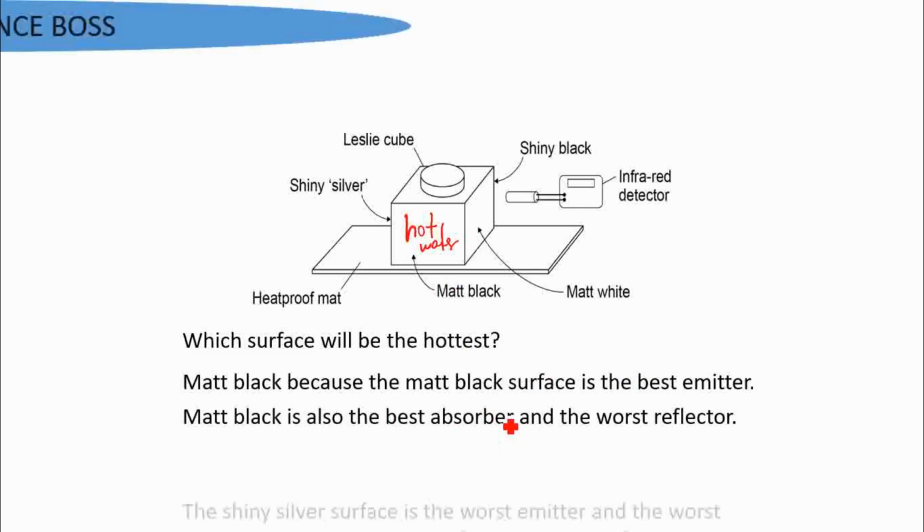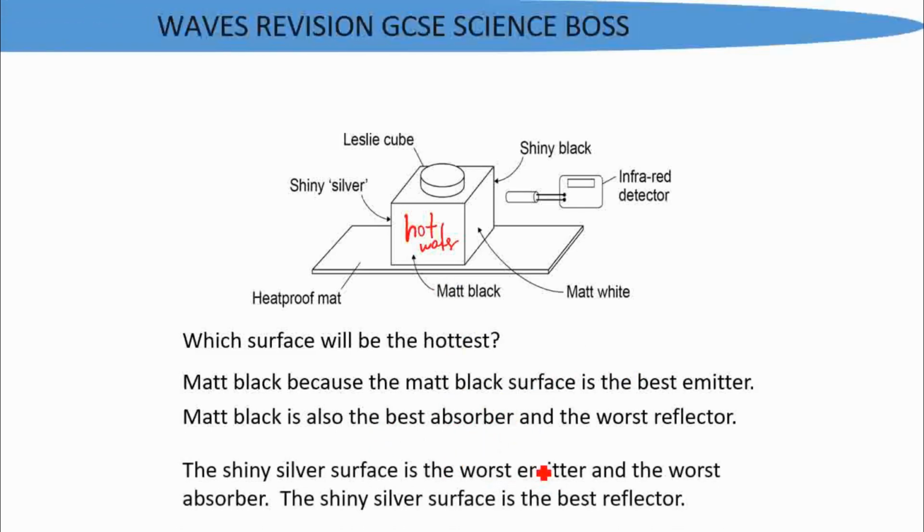Good. And the shiny surface right there is going to be the worst absorber and the best reflector. Obviously, you're going to keep the distance of the infrared detector the same as you go around each point, and what you're changing is the different surfaces.